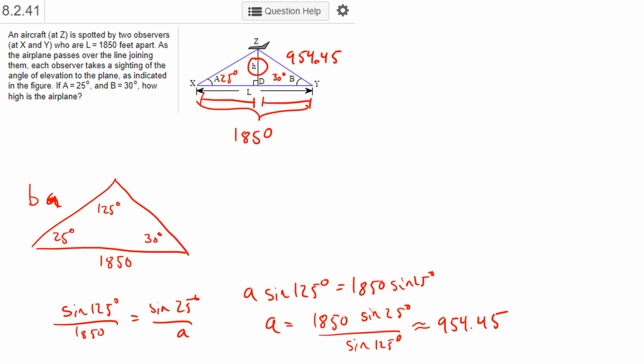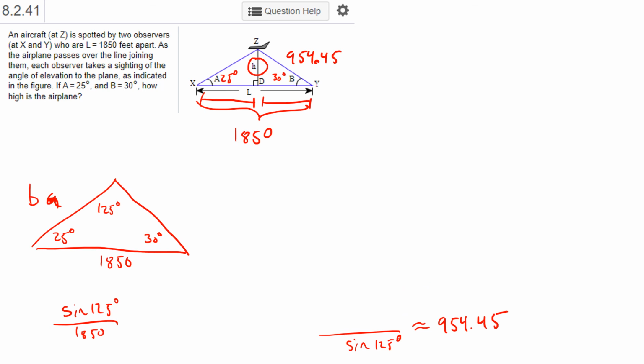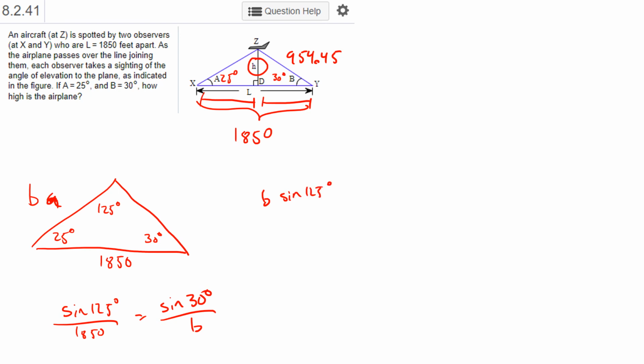trying to solve for side length B, the left of the triangle. I'm still going to use angle C and side C because they don't have wonky measurements in them. They're not decimal approximations, and I'd rather not compound any rounding errors. So the sine of C over C is equal to the sine of angle B, which is 30 degrees, over side length B. Cross multiply. B times the sine of 125 degrees equals 1850 times the sine of 30 degrees.